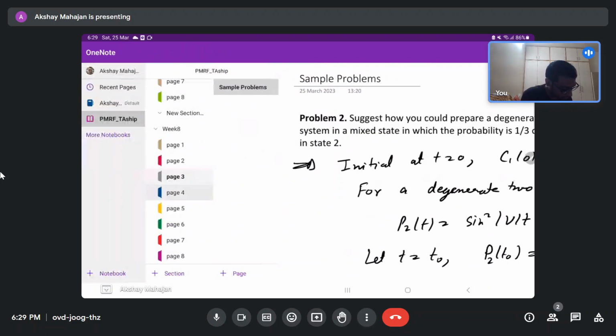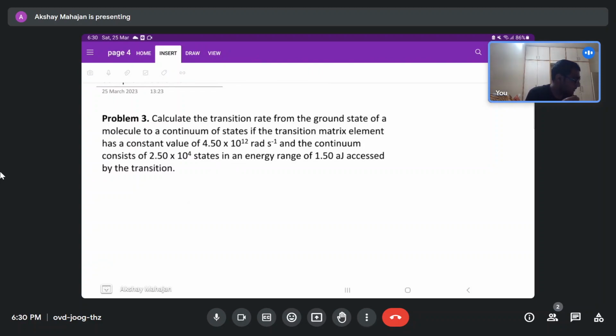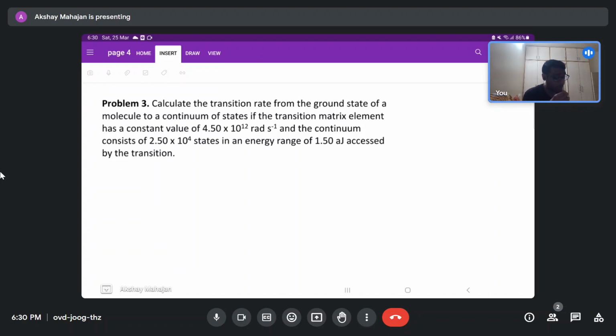Alright, this is the basic idea of how to prepare this kind of mixed state. Let's move on to the next problem, problem number 3. It is given that we calculate the transition rate from the ground state of a molecule to a continuum of states, if the transition matrix element has a constant value of 4.5 times 10^12 radian per second, and the continuum consists of 2.5 times 10^4 states in an energy range of 1.5 attojoule accessed by the transition.